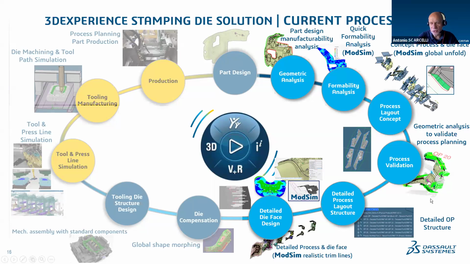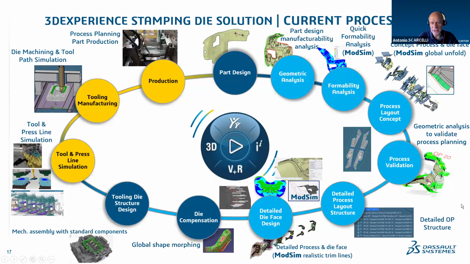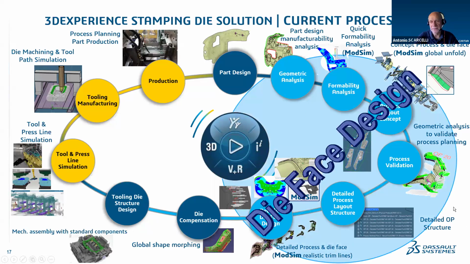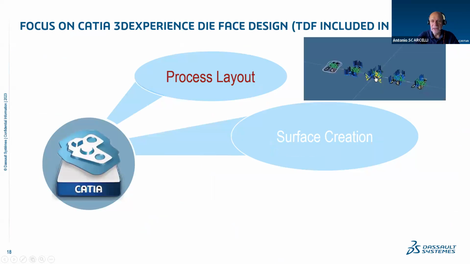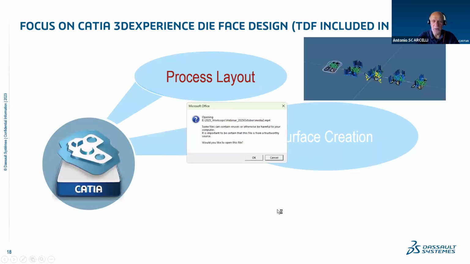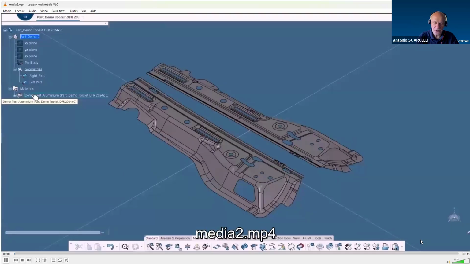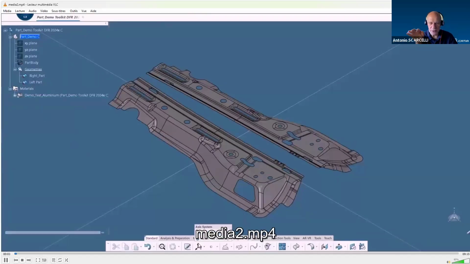Okay, so this is the global process that we have, and you see here inside, this is the die phase design. So now let's have a look at what I said previously. So first, I start with the process layout.